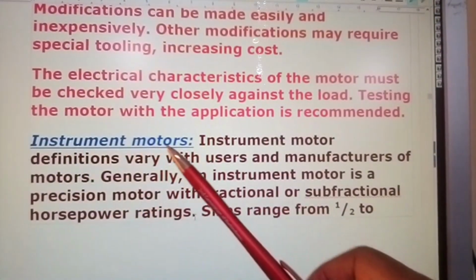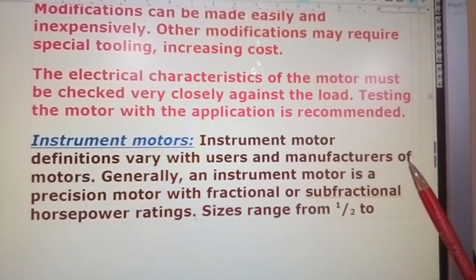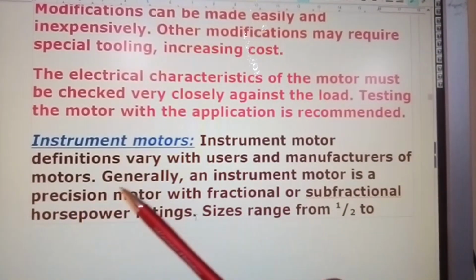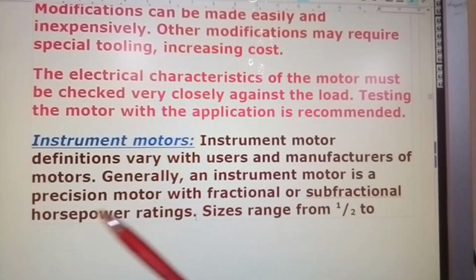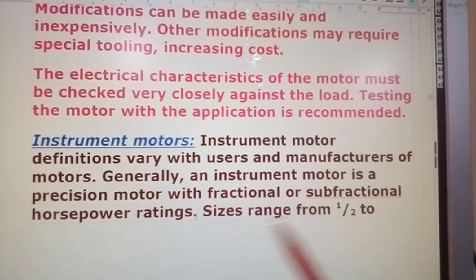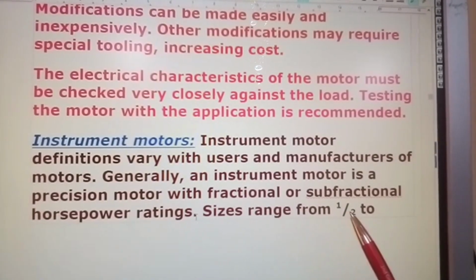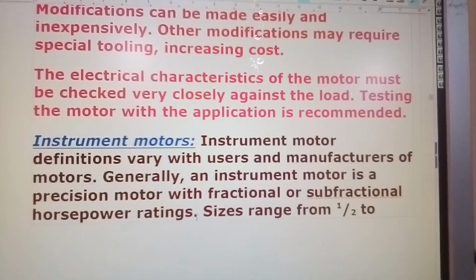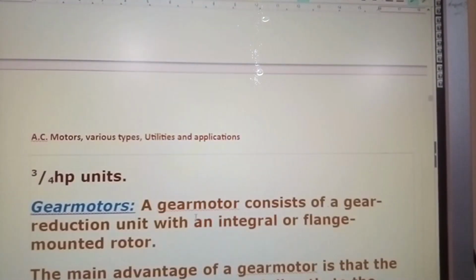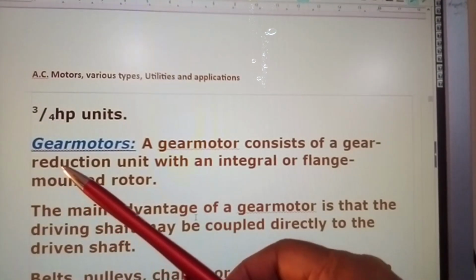Now instrument motor definitions vary with the users and manufacturers of motors. Generally, an instrument motor is a precision motor with fractional or subfractional horsepower ratings. Sizes range from 1/2 horsepower to 3/4 horsepower.